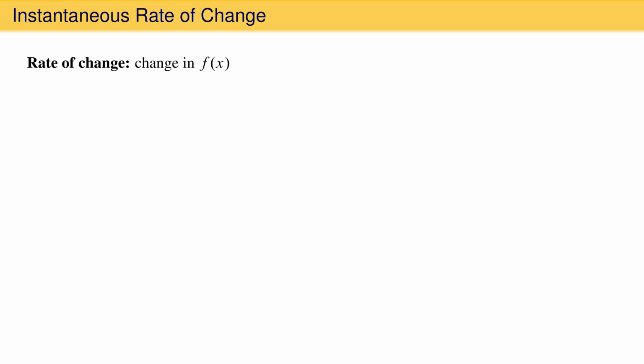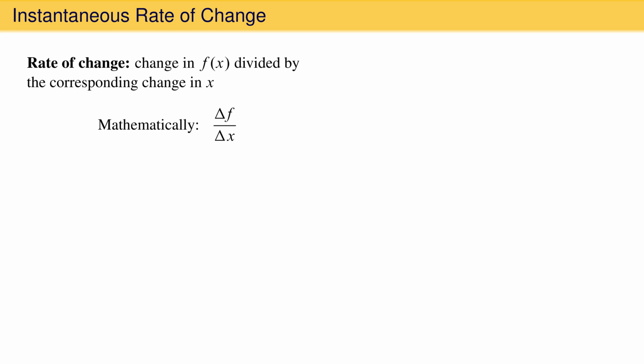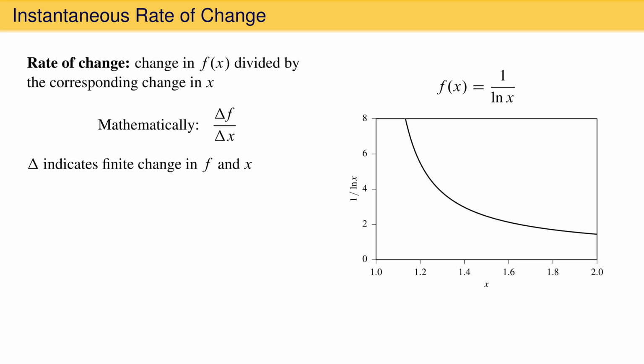Rate of change is the change in the value of the function f of x divided by the corresponding change in the x variable. Mathematically, this can be written as delta f over delta x. Using the Greek letter delta indicates a finite or measurable change in both the numerator and the denominator. When this quantity is large, the function undergoes a large change as x changes. When it is small, it undergoes little change as x changes. Let's again make this more concrete by considering the function 1 over the natural log of x with its corresponding plot over the interval x equals 1 to x equals 2.